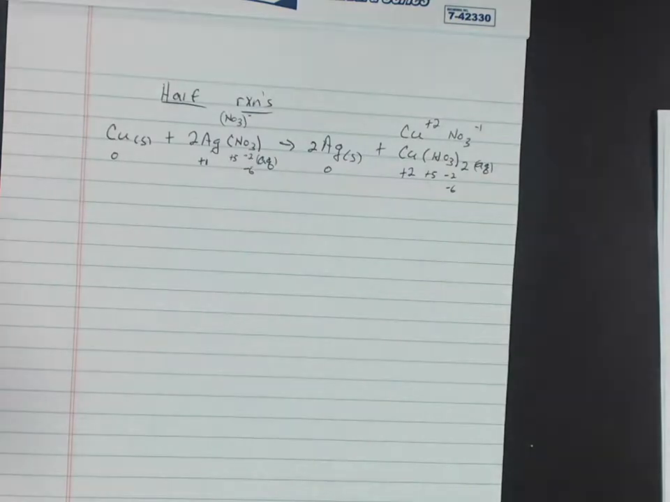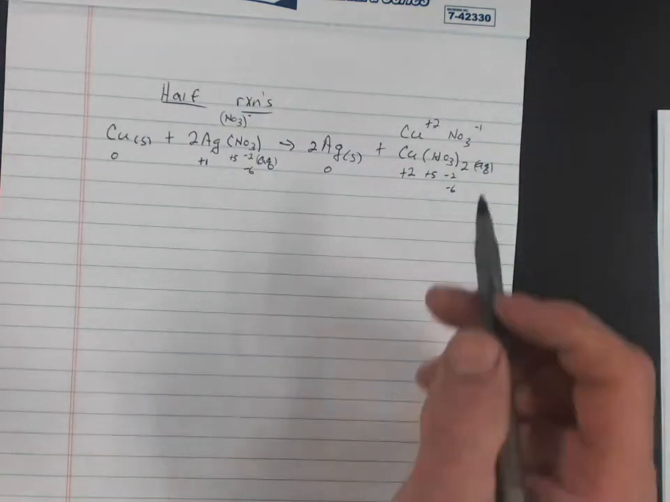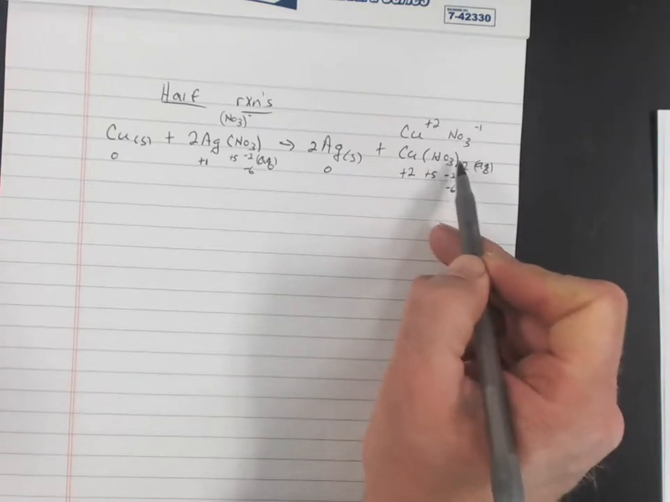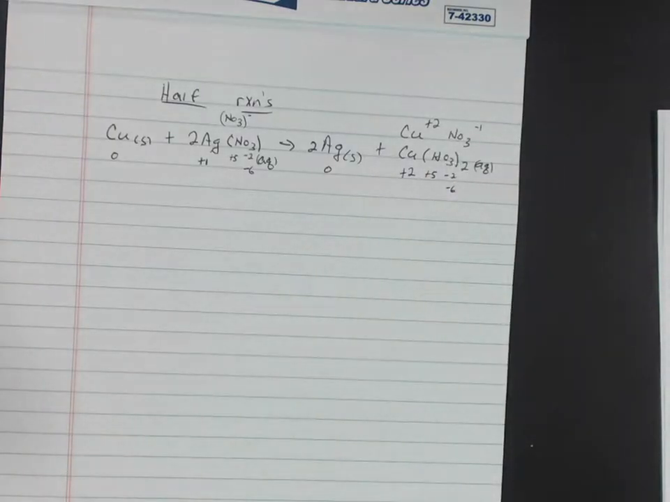So what do you do with that 2? Nothing. Good question. This 2 that is outside of the parentheses does not come into play with the oxidation number. Okay?